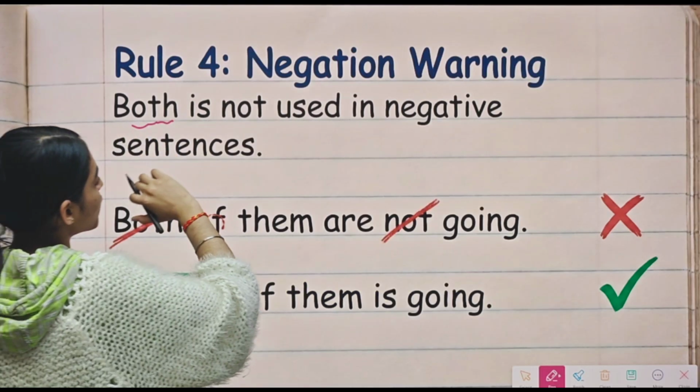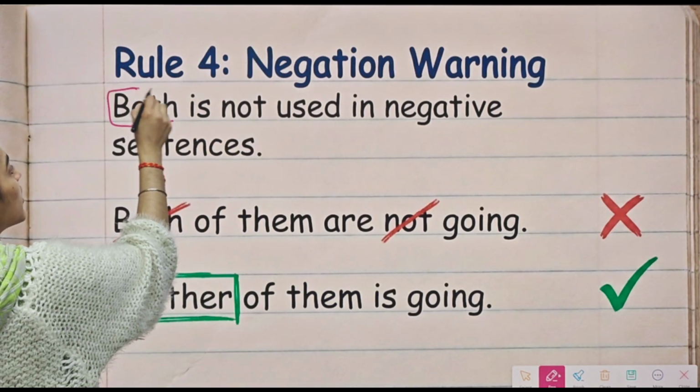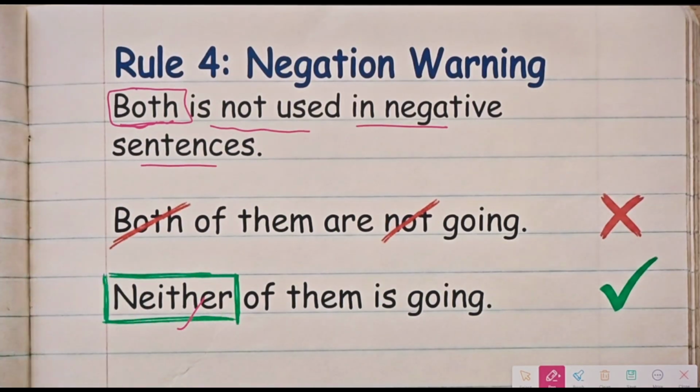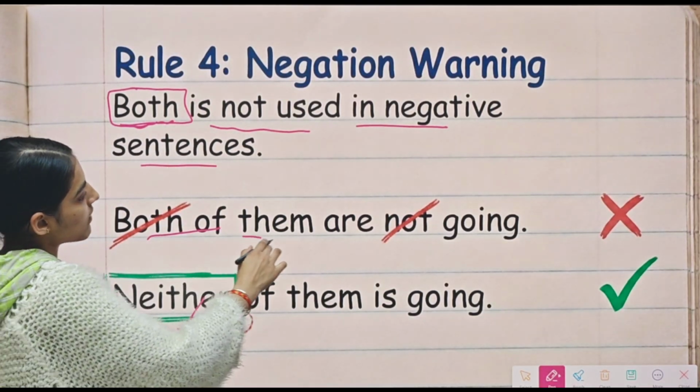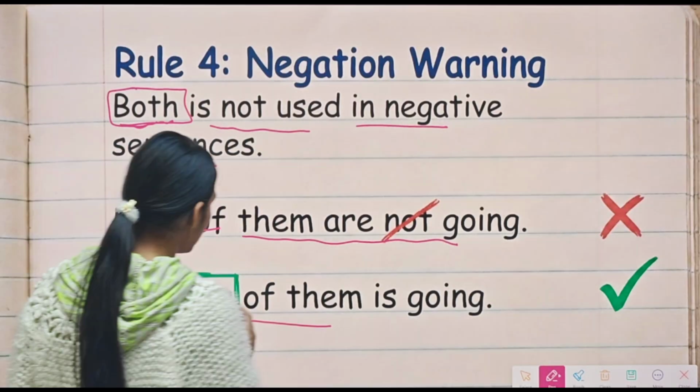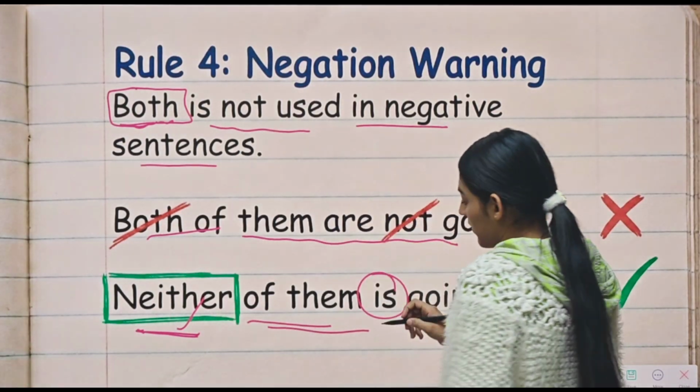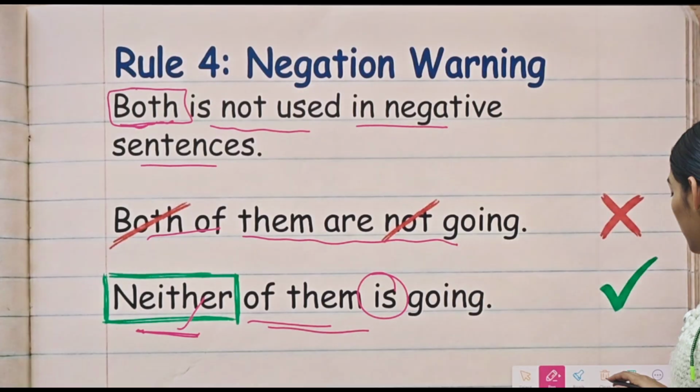Now moving on, rule number 4 continues. Both is not used in negative sentences. Instead of that, we will use neither. So instead of saying both of them are not going, we will say: neither of them is going. Neither the first one nor the second one is going.